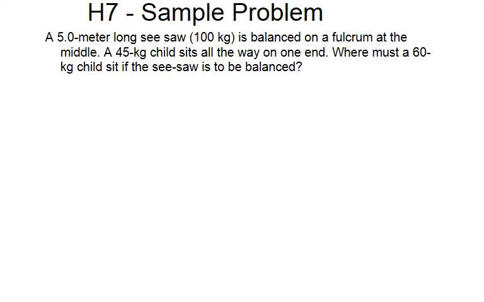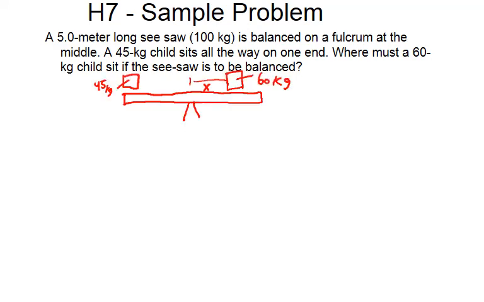So let's say we have a 5-meter seesaw. The fulcrum's at the middle. A 45 kilogram child is all the way at one end. Where must the 60 kilogram child be if it's to be balanced? So in other words, we have the 45 kilogram child, and we'll go ahead and put them on the left. We have the 60 kilogram child on the right with a certain lever arm, and that's what we want to find out. Where would the 60 kilogram kid need to sit so that the two torques balance out?